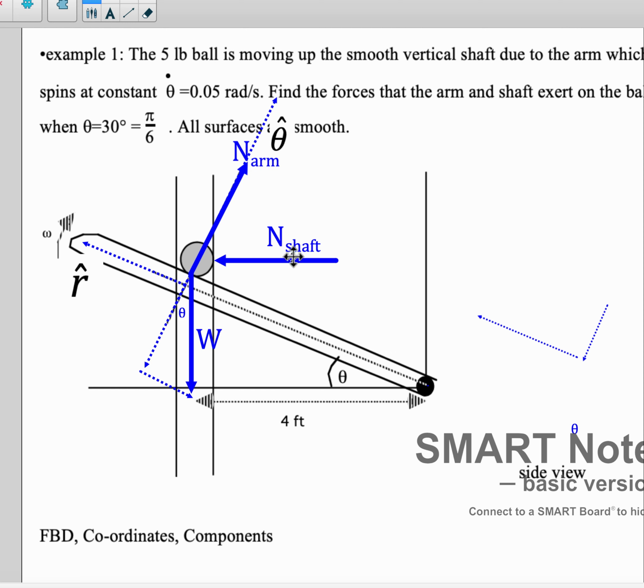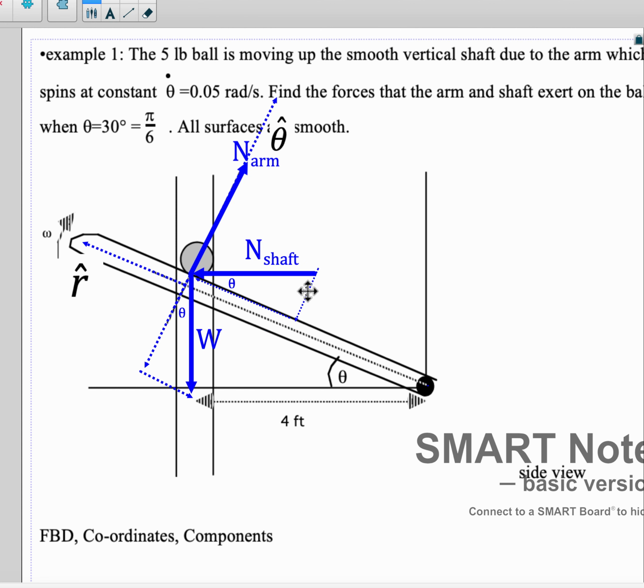For this normal force here, I did say it was a point object, so maybe I'll put it there. That makes it even easier, doesn't it? Because now we can see alternate interior angles, and this angle is also theta. And so we have a component in the negative theta direction, and a component in the positive radial direction. So we've got an N cos theta, and we've got an N sine theta.